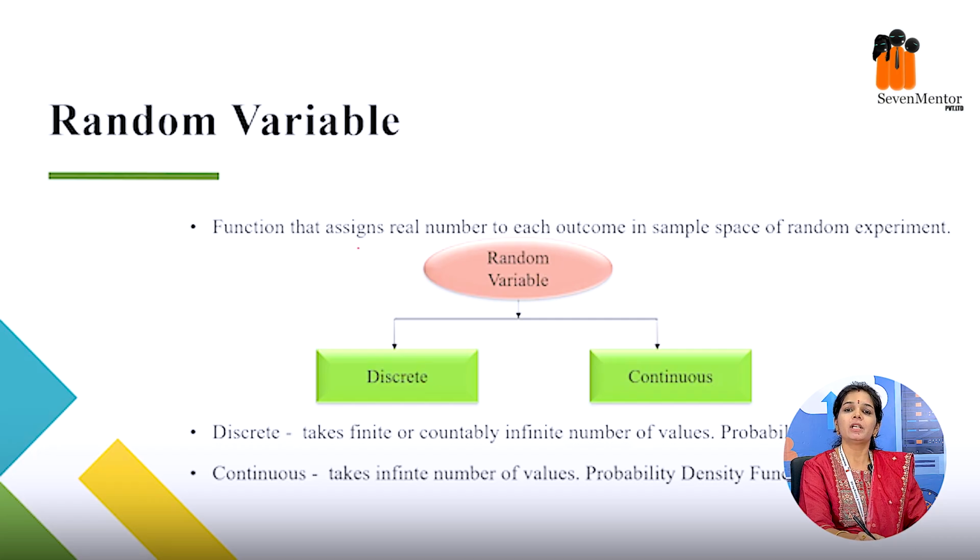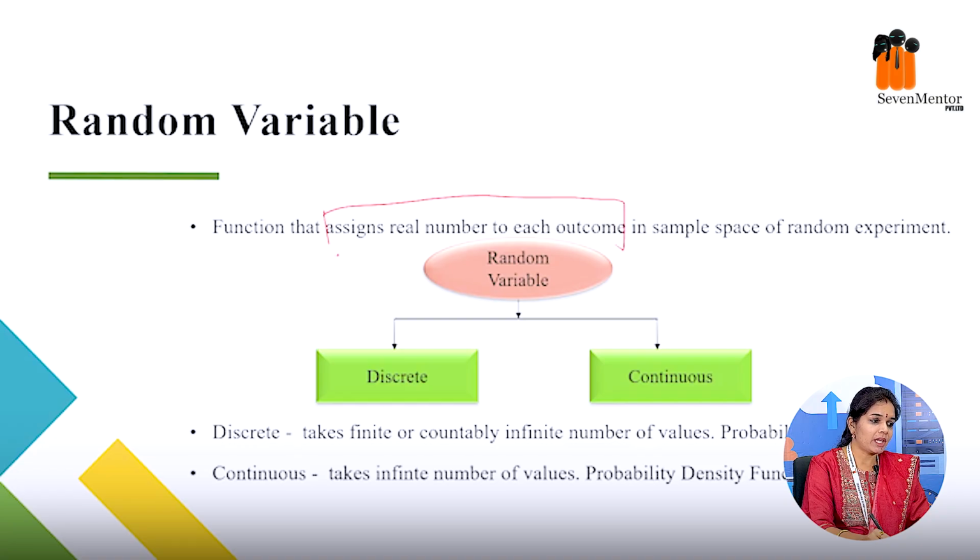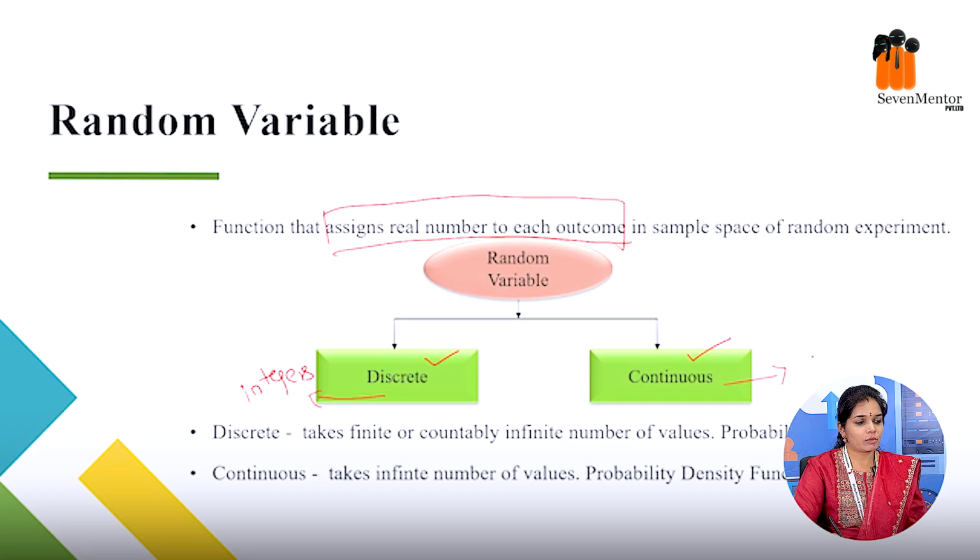What is a random variable? A random variable assigns a real number to each outcome in your random experiment. It will give some value for your outcome. It is divided into two parts, discrete and continuous. Discrete, as I told in the last lecture also, deals only with integers or whole numbers. Continuous deals with decimals.